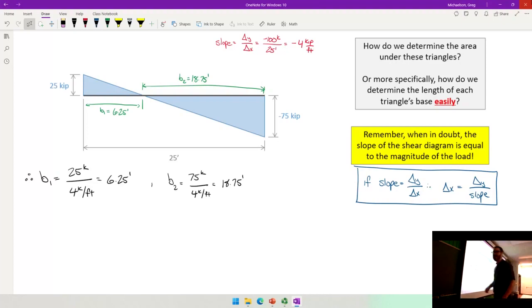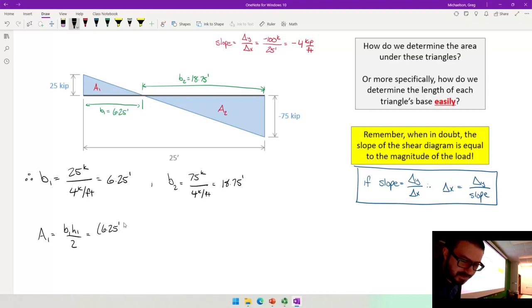So then, how do I determine the area? Call that A1, A2. How do I determine those areas? Well, A1 is B1 H1 over 2, just the area of a triangle. So 6.25 feet, 25 kips over 2. What is that? I might need somebody to break out their Casio FX115 ES Plus or similar scientific calculator. We'll say 2 decimal places.